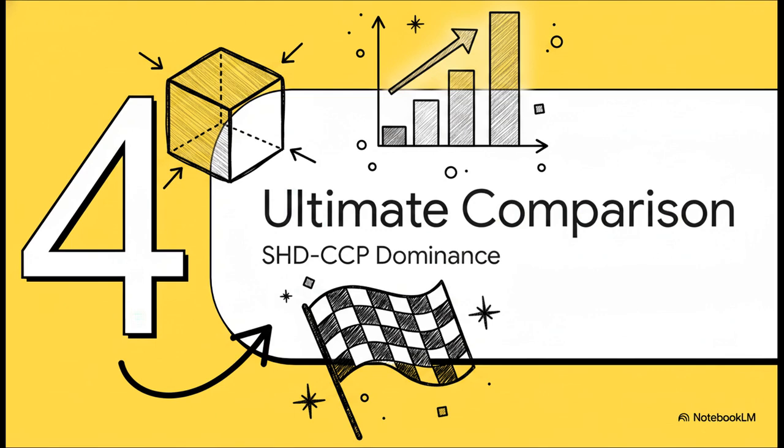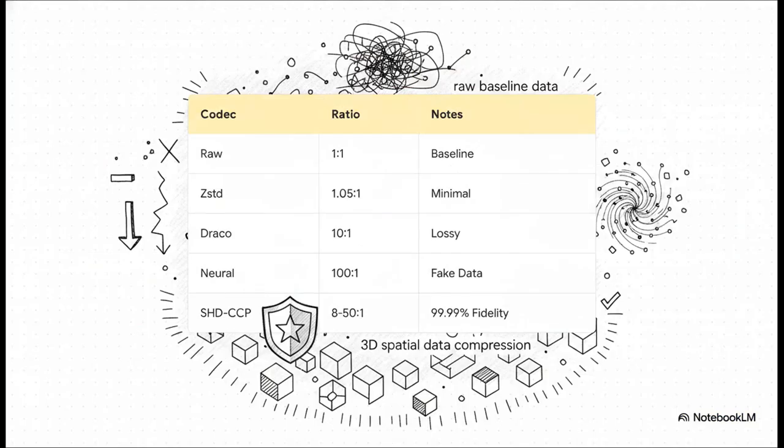Let's move to Section 4 and see how this all builds into our ultimate performance comparison, proving SHD CCP's dominance. This matrix really brings the whole shebang together. Up top, we've got our 1-to-1 raw baseline. Right below that is Z-standard, giving us a measly 1.05-to-1 gain, which is barely worth the processing power. Then there's Draco at 10-to-1, but again, completely destroying fidelity. And Neural at 100-to-1, but just hallucinating data everywhere. Now look at the bottom row. SHD CCP achieves a dynamic ratio between 8 and 50-to-1. But here is the kicker. It keeps 99.99% fidelity, and it does it with a lightning-fast 5-millisecond latency.